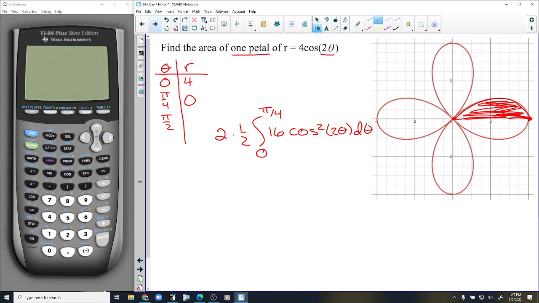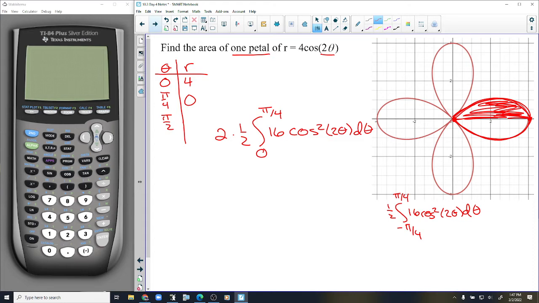Now let's talk about the options that you would have on this one. If I go forwards pi over 4, I could also go backwards pi over 4, and then I'd have the entire petal. So I could also put it as negative pi over 4 to pi over 4, and I wouldn't have to double it. I could write it as 16 cosine squared of 2 theta d theta. The only bad part is you have to plug in negative pi over 4, which wouldn't be horrible, but I'd much rather plug in 0 than deal with negative pi over 4. But that is an option.